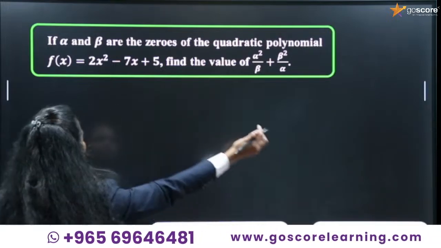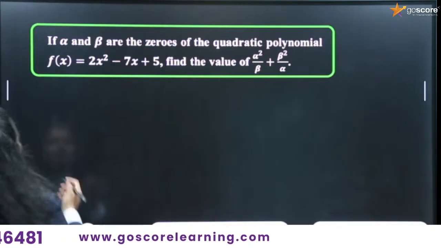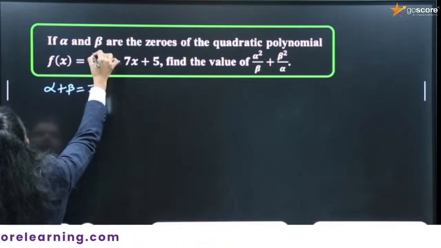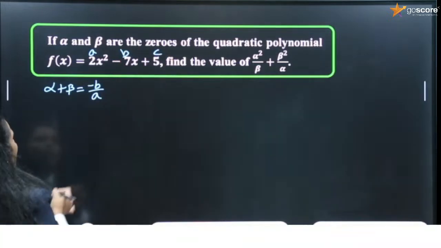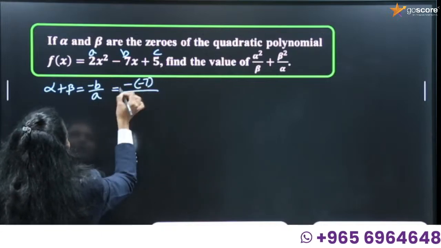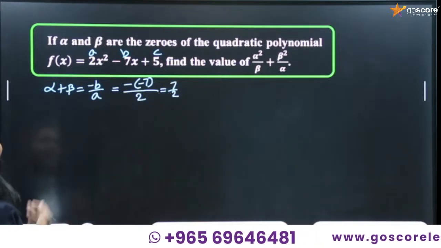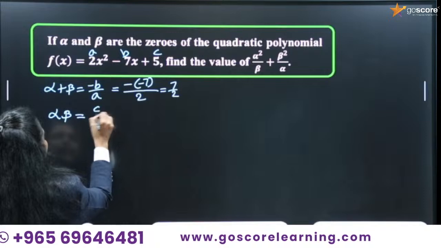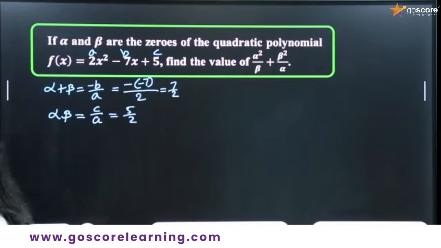Okay, so here, first of all, we will write what is alpha plus beta and alpha beta. So, alpha plus beta equal to minus b by a. Here, a is 2, b is minus 7, and c is 5. Okay. So, minus b by a means minus of minus 7 divided by a is 2. It is 7 by 2. Okay. Next, alpha into beta. Let's do that. Alpha beta is equal to c by a is equal to 5 by 2.